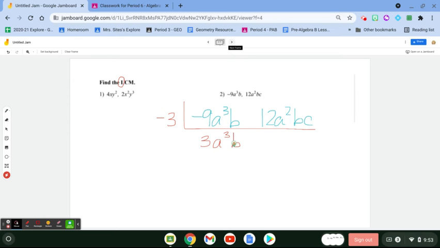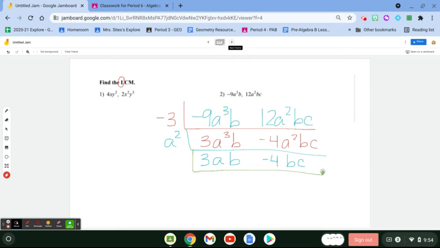12 divided by negative 3 is negative 4. And then a squared b c. Okay, we're going to do the variables now. Let's do one at a time. Biggest amount of a's, a squared. Drop down the 3. If you had 3 a's, you took out 2, there's 1 left. Drop down the b. Drop down the negative 4. If you had 2 a's, you took 2 out, they're gone. Drop down the b. Drop down the c. Okay, now we're moving on to the b's.